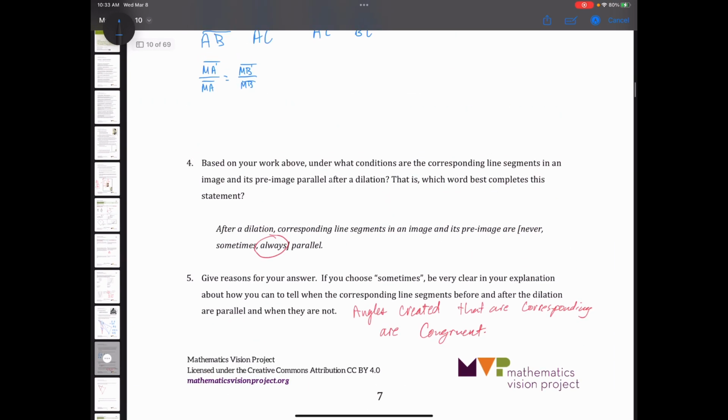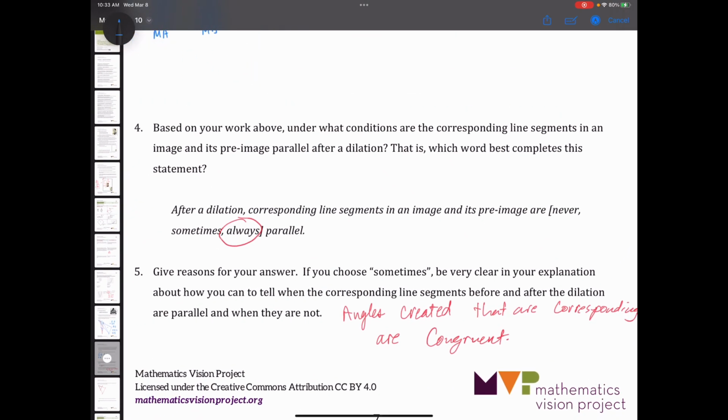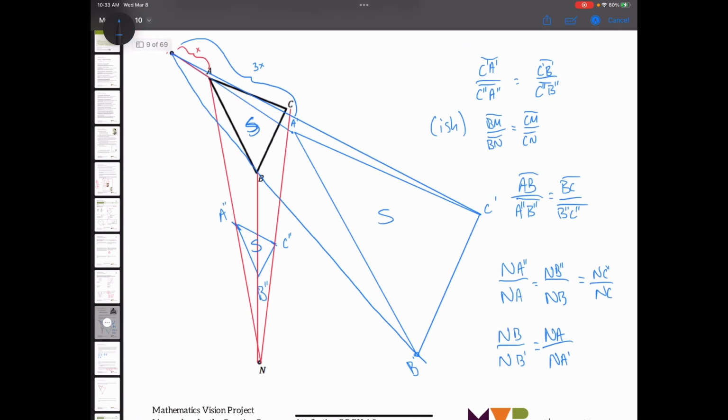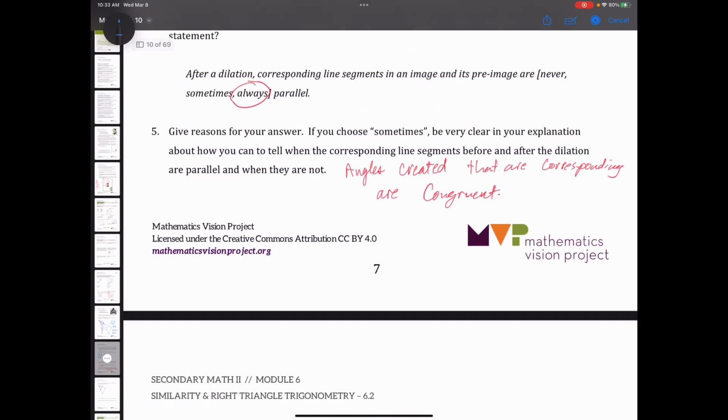Here we go. So, based on your work above, under what conditions are the corresponding line segments in the image and pre-image parallel after dilation? It is always. So it's asking, is AB parallel to A'B', parallel to A''B''? Yeah, they're all parallel, right? C'B' is parallel to CB, which is parallel to C''B''. So we could say it's always parallel.